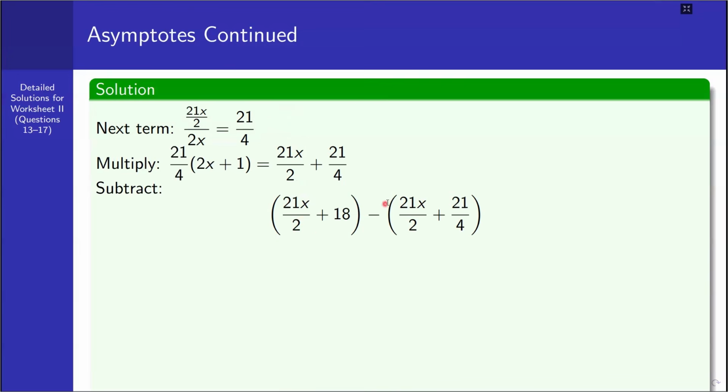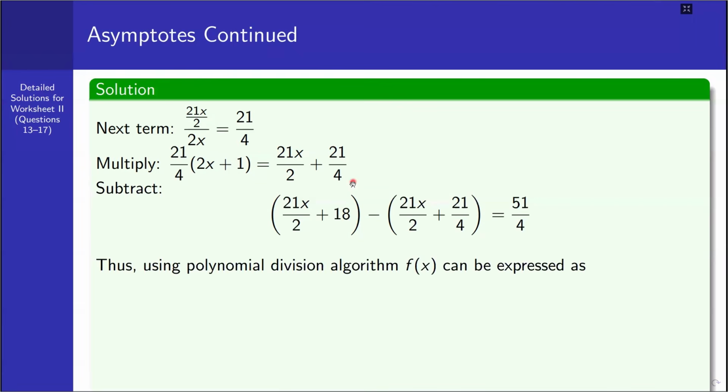ስለዚህ 21x over 2 ይጠፋና 18 minus 21 over 4 is exactly equal to 51 over 4. So that exactly 51 over 4 will be the remainder obtained here. ስለዚህ ኮሸንቱ ምን ይሆናል ሲባል መጀመሪያ ላይ x over 2 አግኝተናል። ከዛ እዚህ ጋር 21 over 4 አግኝተናል። Therefore, using the polynomial division algorithm, f of x can be expressed as x over 2 plus 21 over 4 plus 51 over 4 over the denominator, that is 2x plus 1.